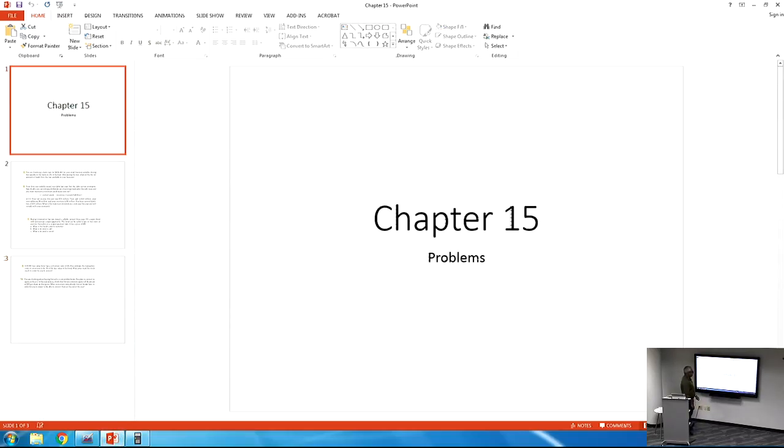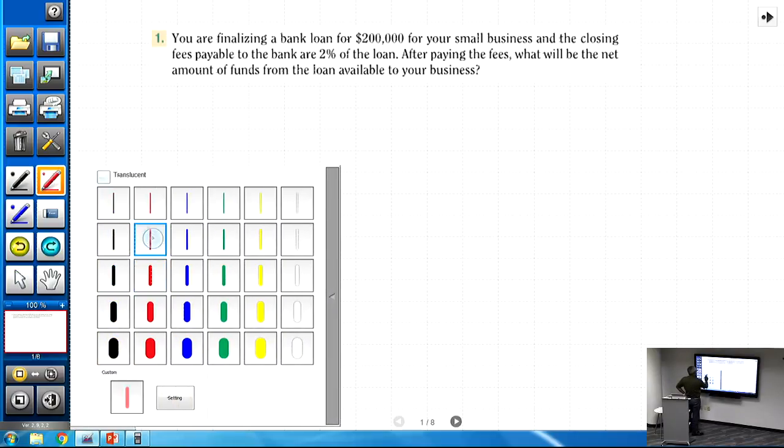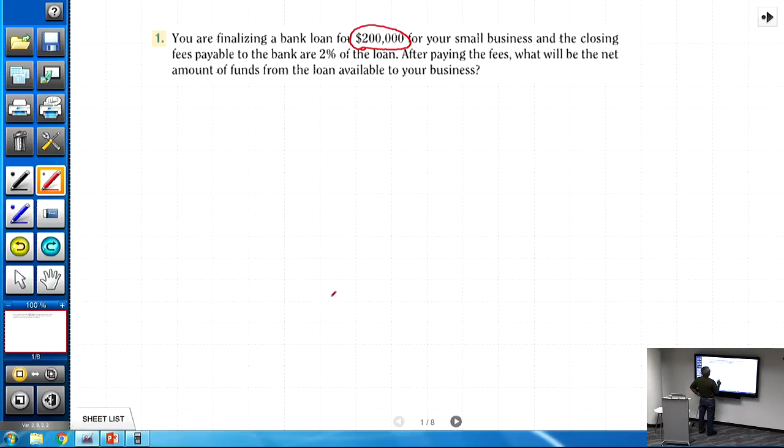So we're going to be looking at Chapter 15. Chapter 15, the first problem we will be looking at is over here. We were finalizing a bank loan. Again, the key pieces of information over here are you're finalizing a bank loan for $200,000, and your closing fee to the bank is 2% of the loan. After paying the fees, what will be the net amount available to you for your business?